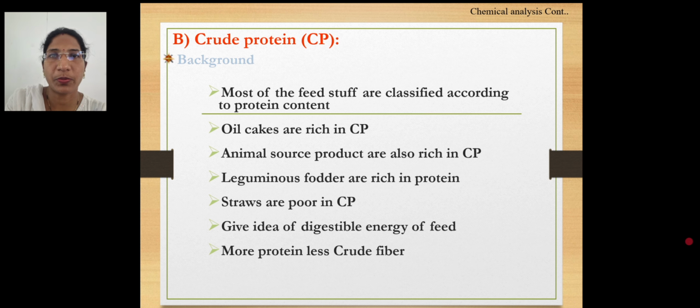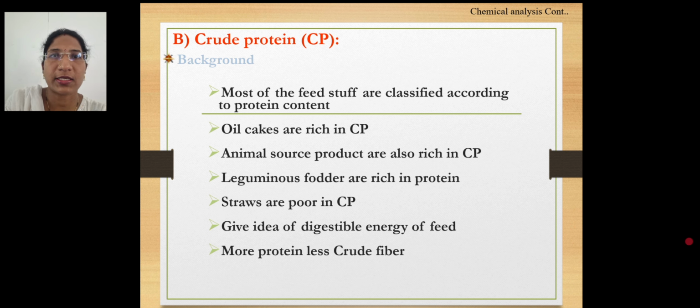Then in case of crude protein, CP, the long form of CP is crude protein. Most of the feedstuffs are classified according to the protein content or crude protein content. Oil cakes are rich in crude protein. Animal source products are also rich in crude protein. Leguminous fodders are rich in protein. Straw is poor in crude protein.